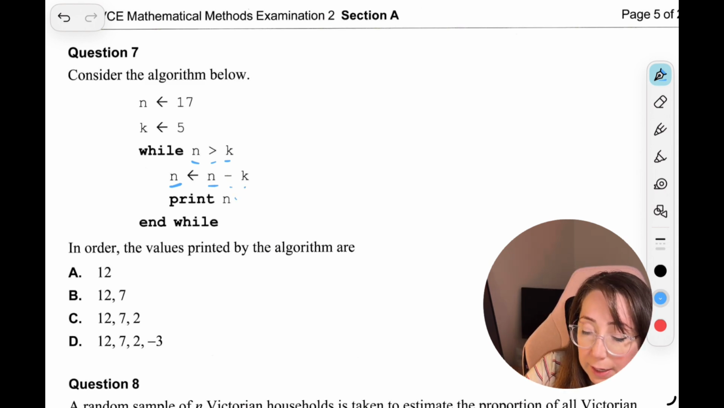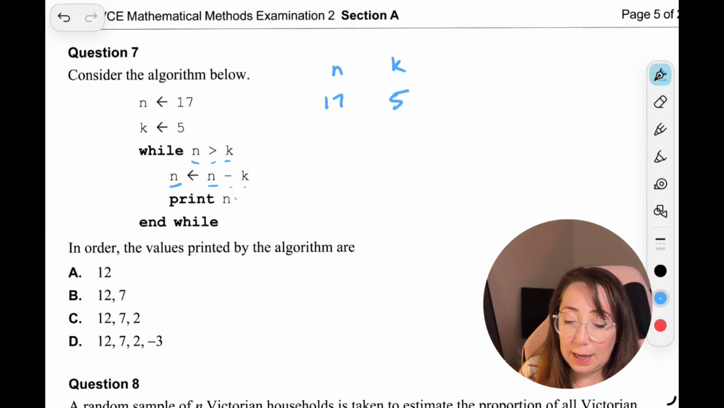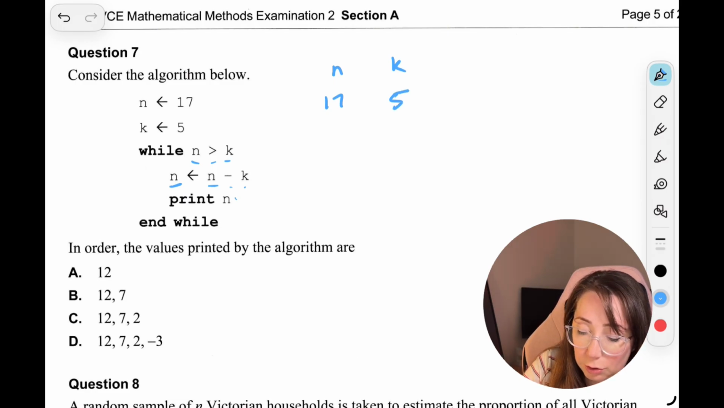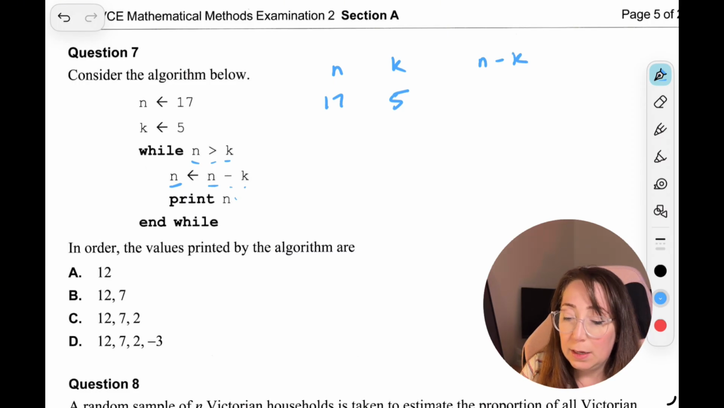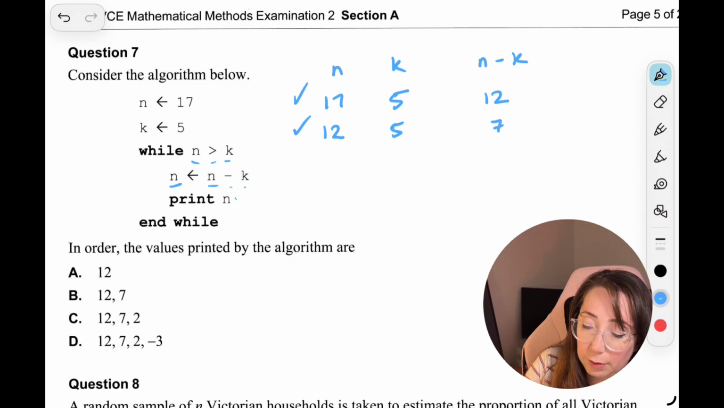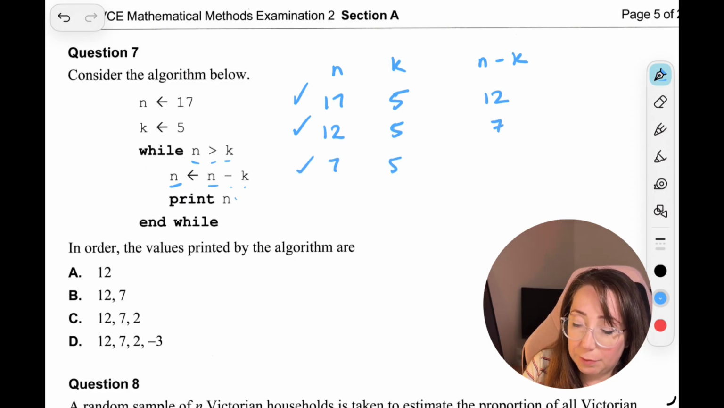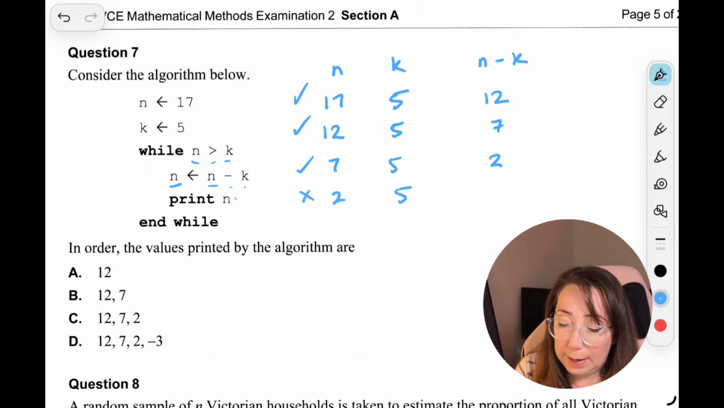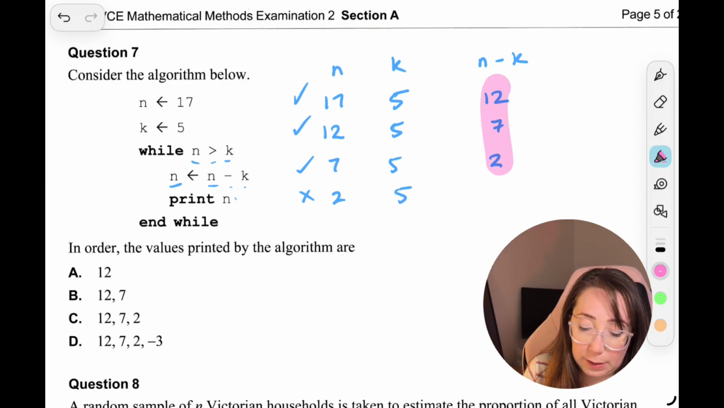So I'm just going to go ahead and create a table. n is what we're starting off with. We're assigning n as 17. We're assigning k as 5. As long as n is greater than k, then we subtract them, and that will give me my new n. Okay, so n is greater than k. Yes, so let's execute it. 17 minus 5 will be 12. New n will be 12. k remains at 5. Again, it's greater than, so we'll execute it. Now it's 7. It's still greater than 5. 7 minus 5 is 2. However, 2 is smaller than 5, so it will not be executed for that last shot. So the printed values I get are 12, 7, and 2. So that should be C.